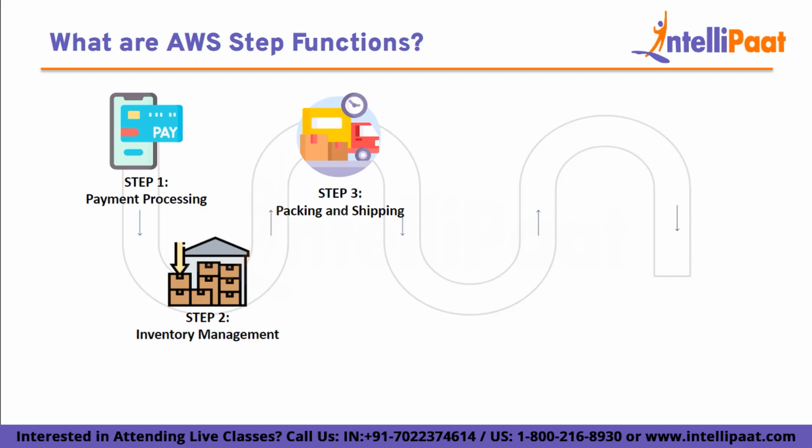If any issue arises, such as an item being out of stock, Step Functions handle these errors by notifying the customers and initiating a corrective action. The next step is order confirmation. Once the order is successfully packed and shipped, the state machine proceeds to the order confirmation step. It sends an order confirmation email to the customer with the shipment details and tracking information.